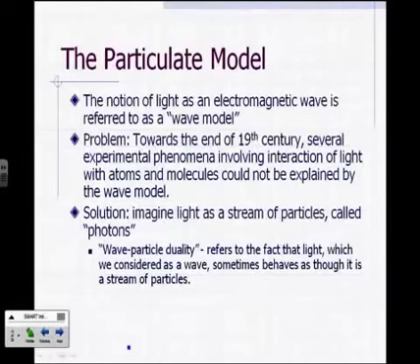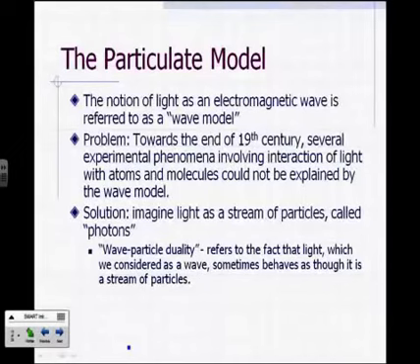And the solution to that anomaly was to think of light as though it's a stream of particles, as if it's a particle that's colliding with the atom or the molecule or the electron. So we now say that light has a dual nature.